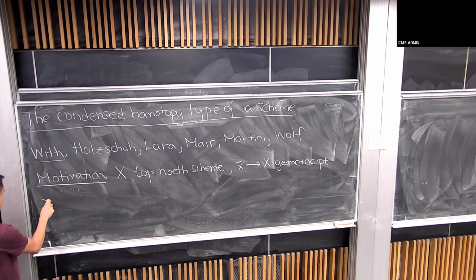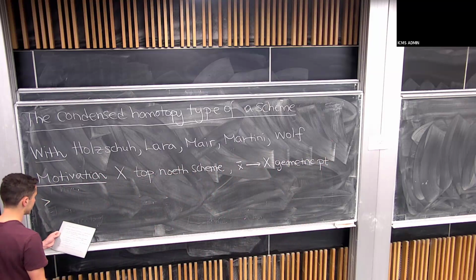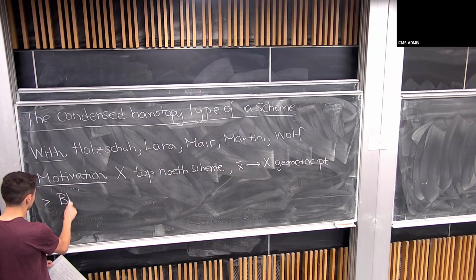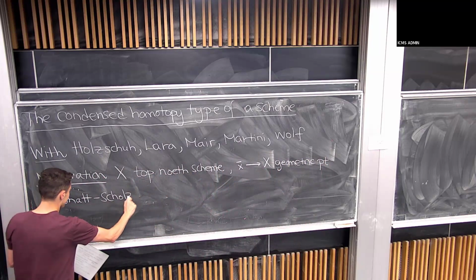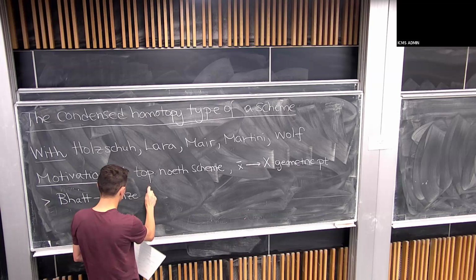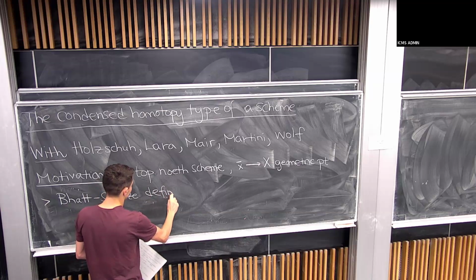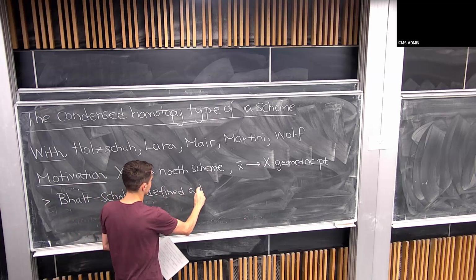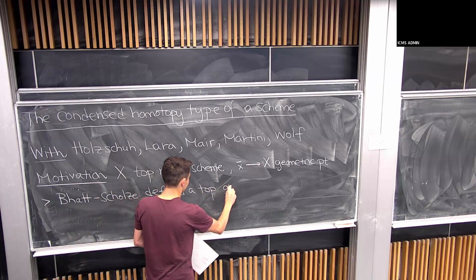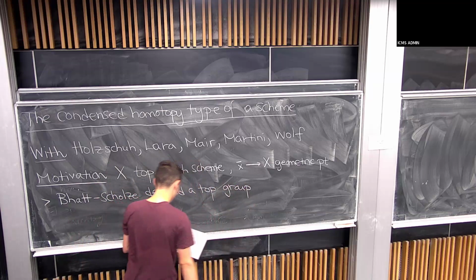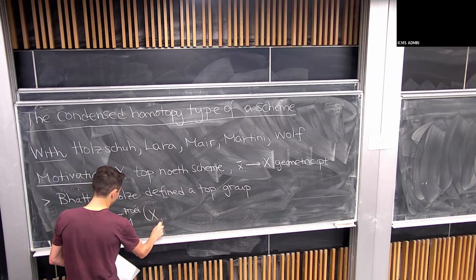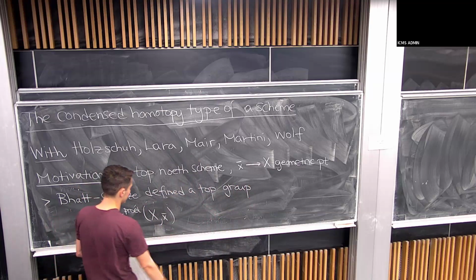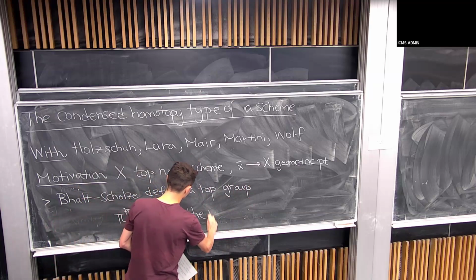So in their work on the Pro-Étale topology, Bhatt and Scholze defined a topological group that they write as pi1 pro-et of x bar, called the Pro-Étale fundamental group.